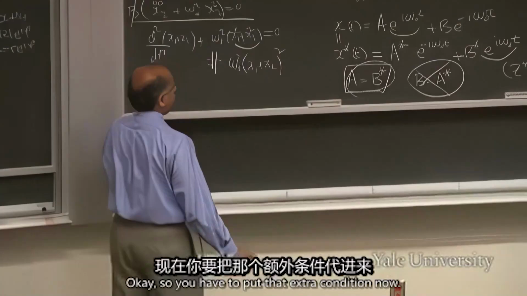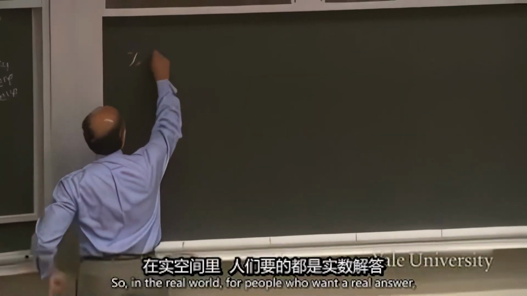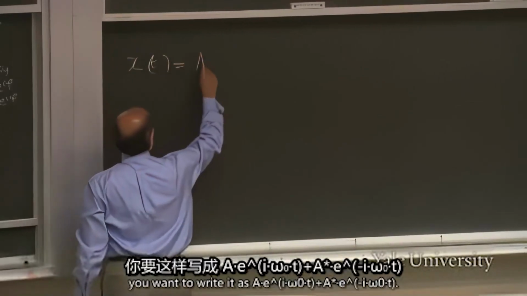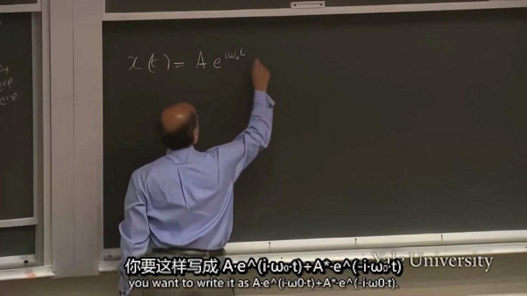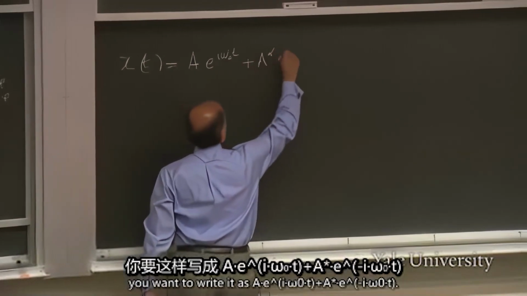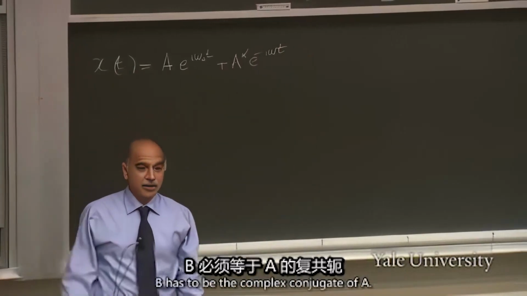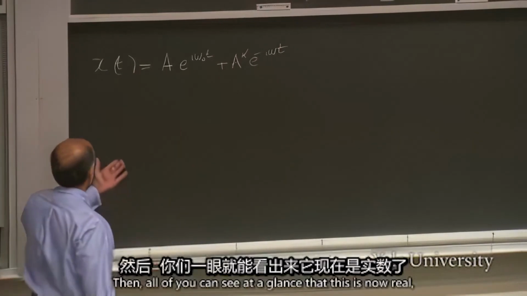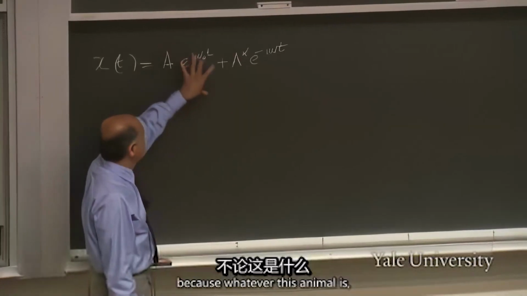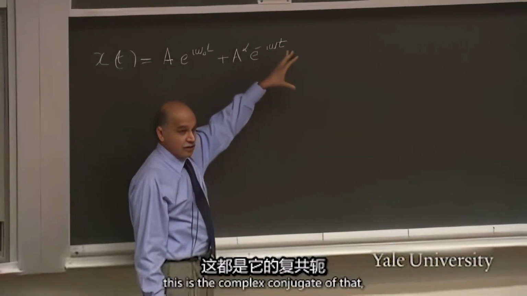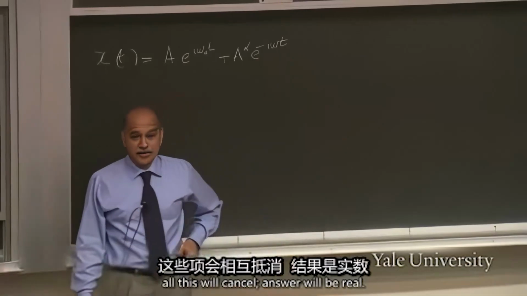Okay, so you have to put that extra condition now. So in the real world, for people who want a real answer, you want to write it as A e to the i omega 0 t plus A star e to the minus i omega 0 t. In other words, B is not an independent number. B has to be the complex conjugate of A. Then all of you can see at a glance that this is now real, because this is the complex conjugate of that. It's got all the i's turned into minus i. When you add them, all the i's will cancel. The answer will be real.